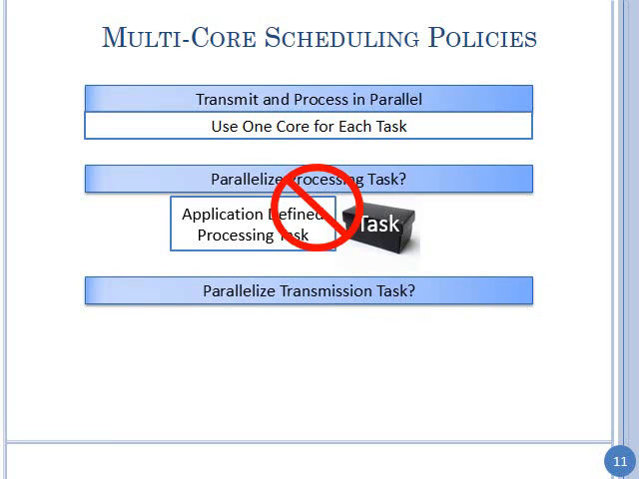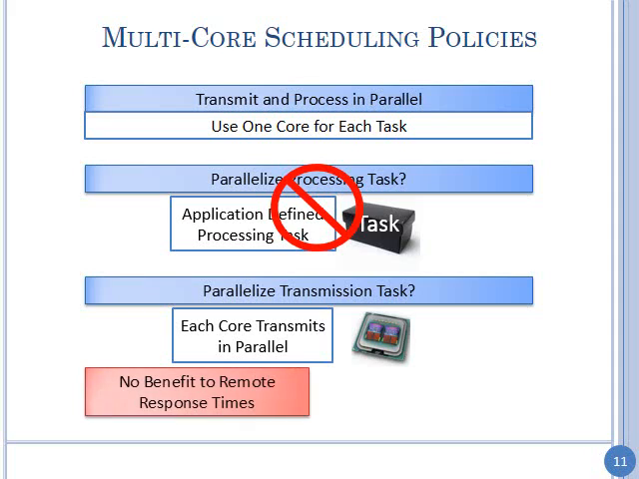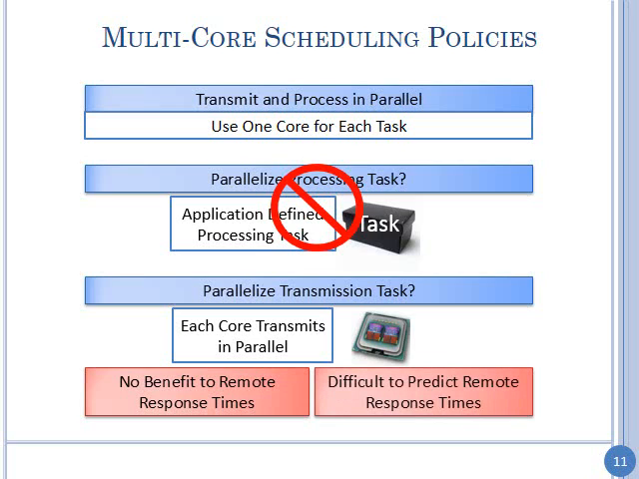What about the transmission task? If you're transmitting to multiple destinations, you can have multiple cores transmitting in parallel, and this should help. Well, not really, because a single core is enough to saturate the network card. So using more than one core is not going to help for remote response times. In fact, using multiple cores to transmit makes it difficult to predict remote response times. The reason is when multiple cores make a send call, the operating system can schedule those in an arbitrary order, which means we don't know the order in which the network card is going to transmit, which gives us problems with predicting remote response times.